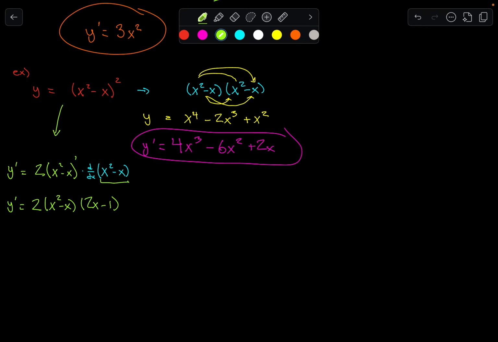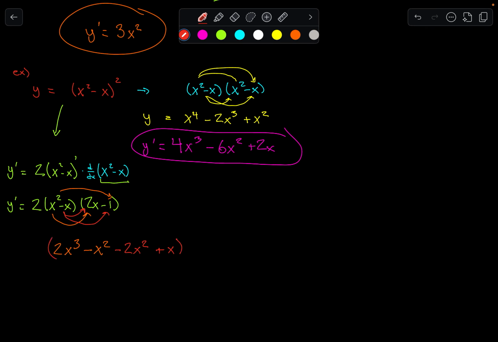And we could FOIL this out just to make sure that we actually did get the right thing. So again, we're going to have x squared multiplied by 2x. That's going to give us a 2x cubed. We're going to have x squared times minus 1, which is a minus x squared. Then if we start doing the inside set, minus x times 2x is a minus 2x squared. And then times minus 1 is going to be a plus x.